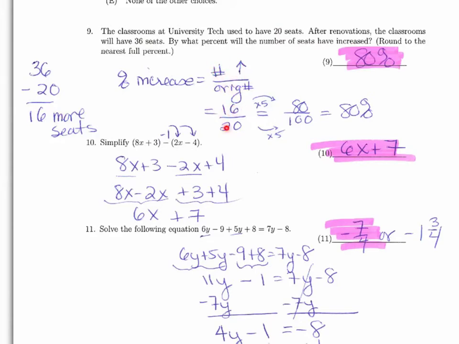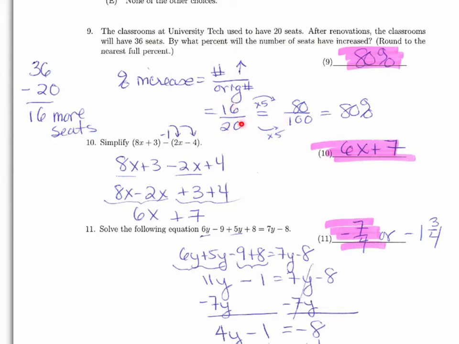That means the number of increase is 16 and goes in the numerator. The original number of seats is 20, and here we have 20, because this question is asking by what percent the number of seats have increased. And so that's why we are doing the number of increase over the original. Well, to get a percentage, we need it out of 100, so 20 times 5 is 100, 5 times 16 is 80. This is out of 100, so this gives us 80%.